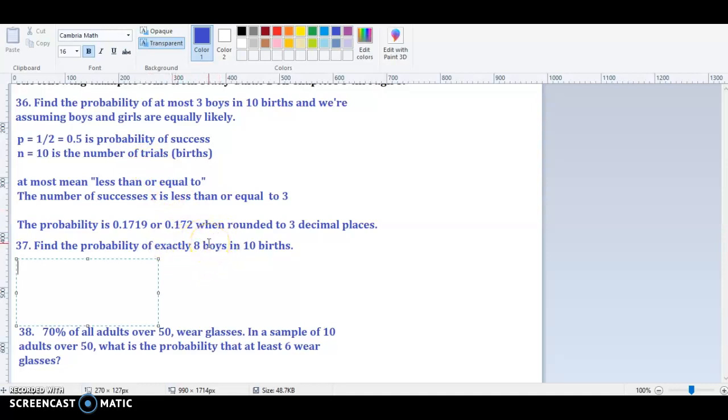It says exactly, so what does the word exactly mean? Exactly means equal to. So the number of successes, x, is equal to 8.